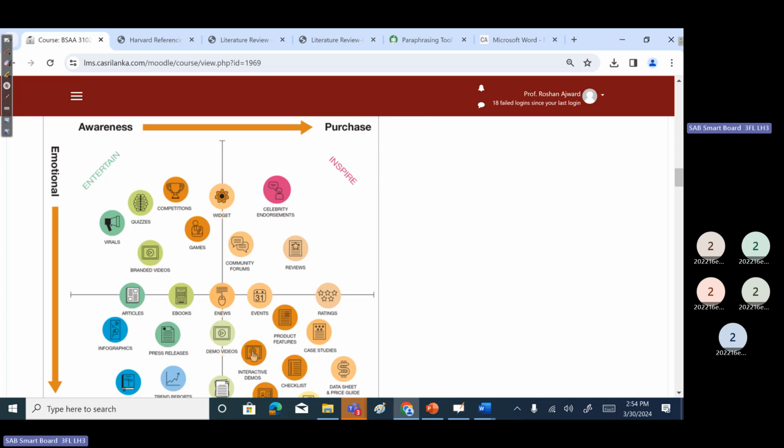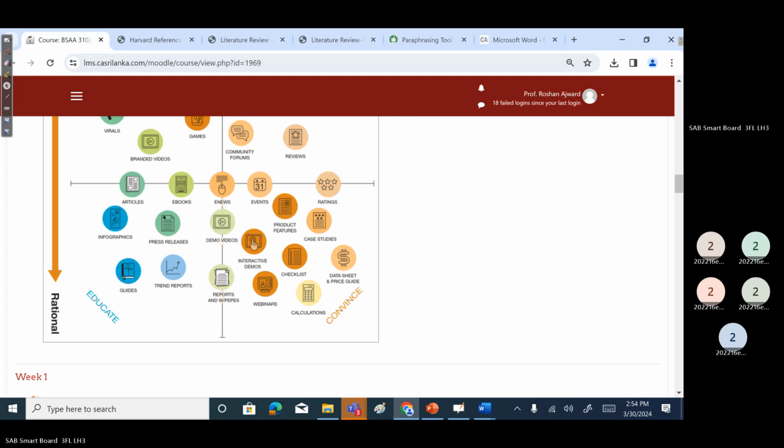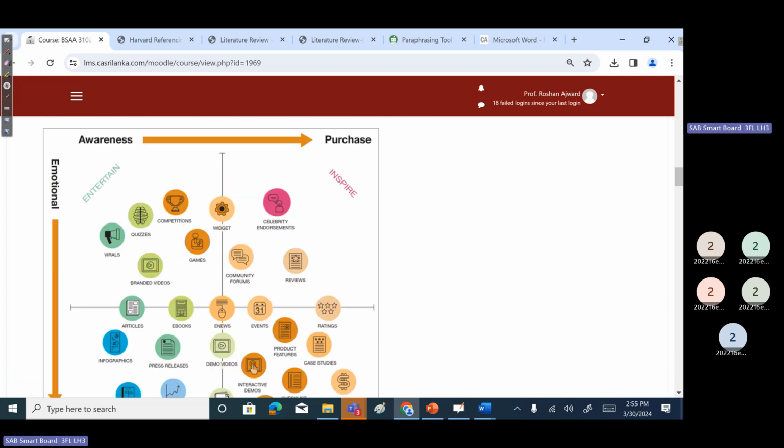Some elements could be entertainment, inspiration, convincing, and education. These are the four quadrants of content marketing. So, what content would SAP introduce as educational elements, as convincing elements, as inspiring elements, as well as entertainment? Someone asked that day a question as well, what's the difference between inspiration and entertainment? Okay, so these are the questions on that.